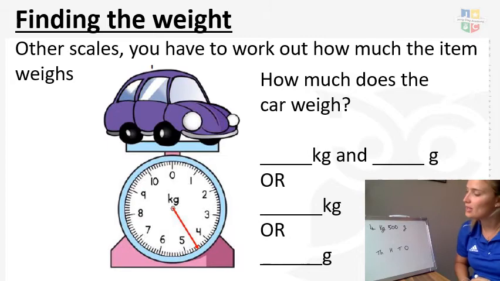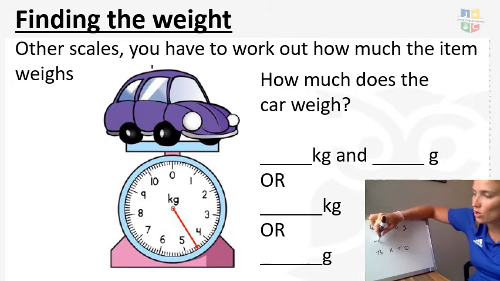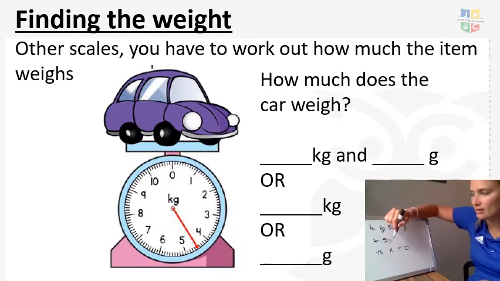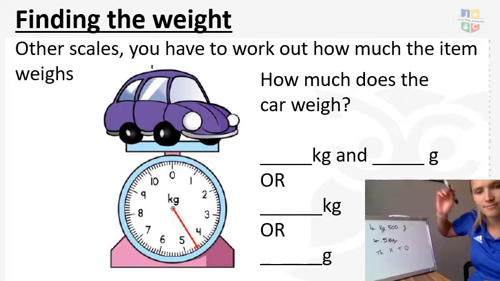So if I was to write this as a kilogram, I know I would have 4 whole kilograms, put my decimal point. How many grams have I got left? I've got 500, but remember I don't need to put my zeros. I can just put my kilograms like this.